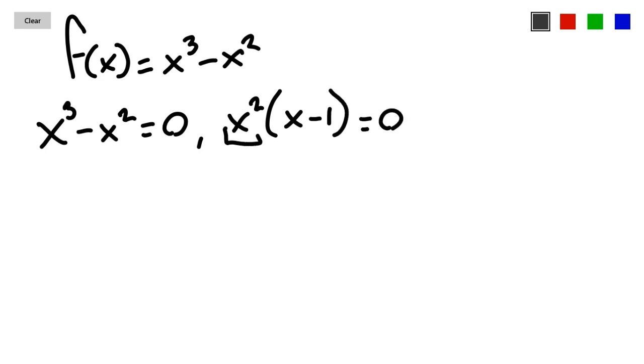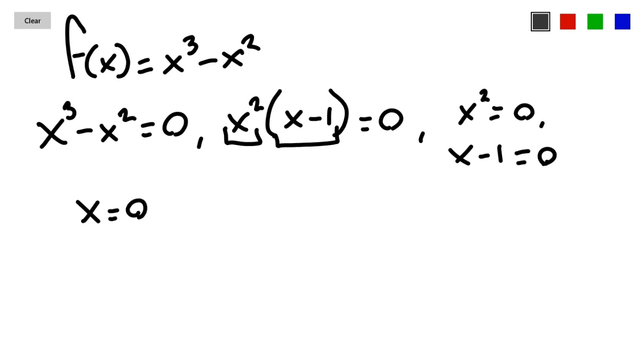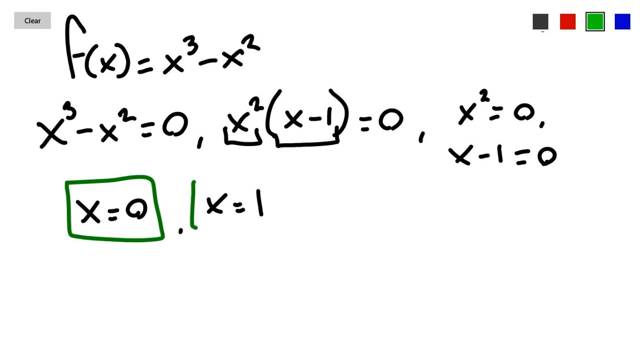So I have two terms that I can set equal to 0. The first one is x squared is equal to 0, and then x minus 1 is equal to 0. And if I solve for both of these, I see that x is equal to 0. And that one's easy to check. If you plug in 0 for x, both the terms cancel and you're just left with 0 for f of x, so it works. And then I have x is equal to 1 as well. 1 cubed is 1, 1 squared is 1, 1 minus 1 is 0. So these are both of the zeros of this function.